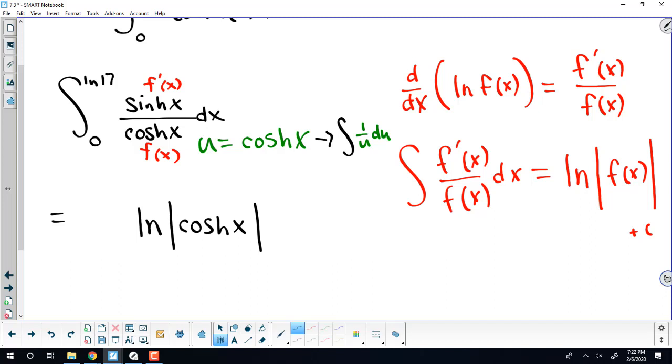Does that make sense? Does anyone have any questions or comments there? Okay, so that's f prime over f. The antiderivative of f prime over f is the natural log of the absolute value of the function on bottom. So that's what we have, and we're evaluating that from 0 to natural log of 17. Go ahead.